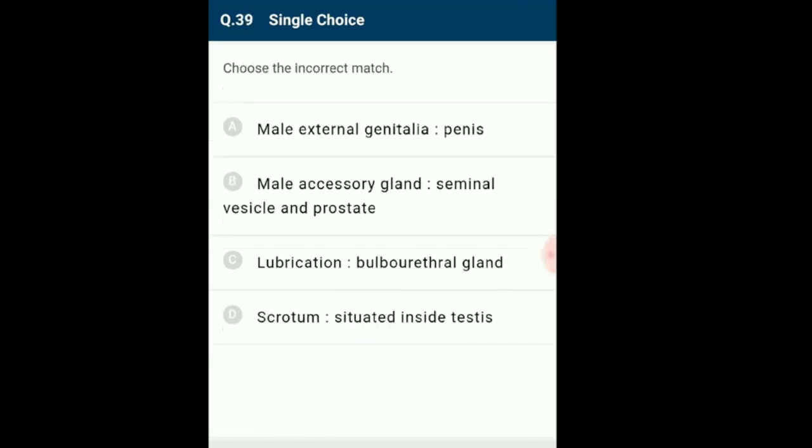Question number 39. Choose the incorrect match. It helps to regulate the temperature of testes for spermatogenesis. The scrotum is a sac of skin that hangs from the body at the front of the pelvis. The scrotum contains the testicles. These are the two oval-shaped glands responsible for producing and storing sperm. So the answer for this question is option D. Scrotum situated inside testes. That is the incorrect match.